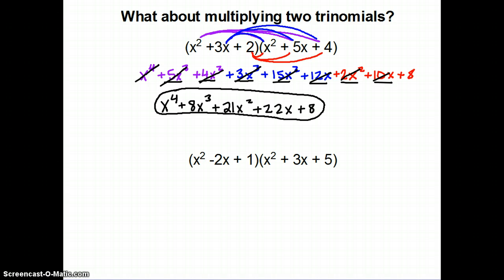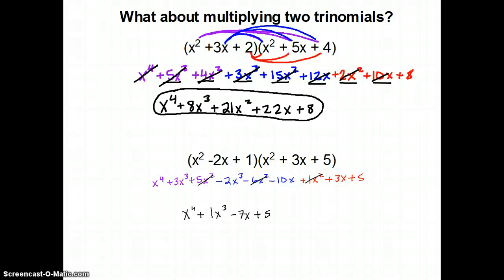Go ahead and take a moment to pause the video and try the second and last one on your own. After distributing the x squared, the negative 2x, and the positive 1, when I combined like terms, I got x to the 4th plus 1x to the 3rd. All of my x squareds ended up canceling each other out, so I had none of those, but I have a negative 7x and a plus 5. Once here, you cannot simplify any further since there are no more like terms.